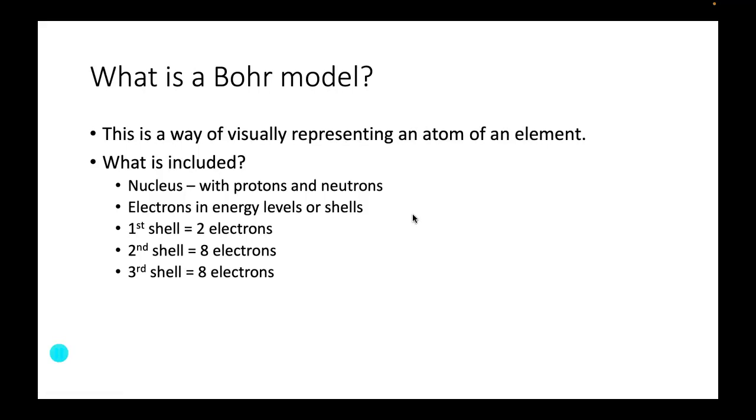The first shell can have 2 electrons, the second shell can have 8 electrons, and the third shell can have 8 electrons. In the examples that you're going to be working on in that Bohr model packet, that's the most electrons you're going to have. Know that in higher shells we can have even larger amounts of electrons, but for the examples we're going to do and that you would be assessed on in class, we're only going to go out to the third shell.